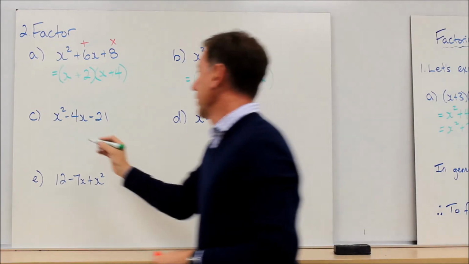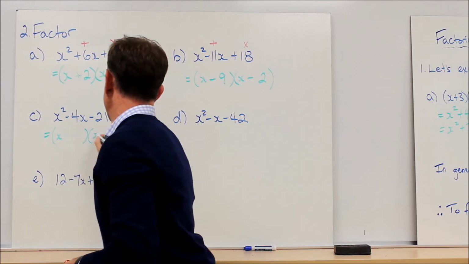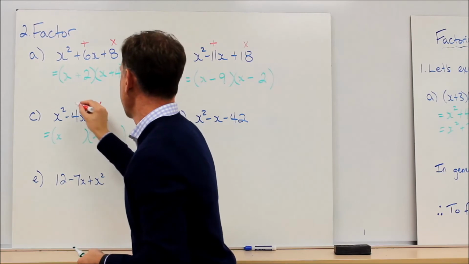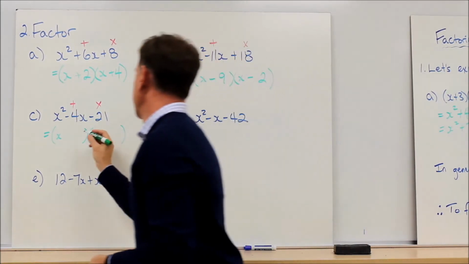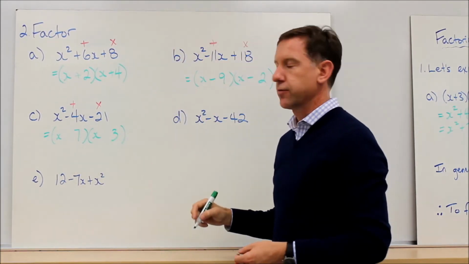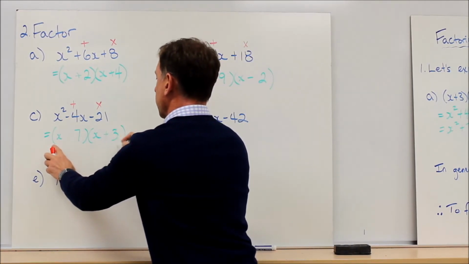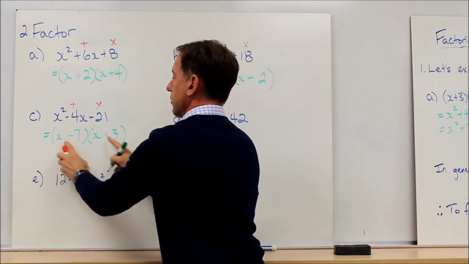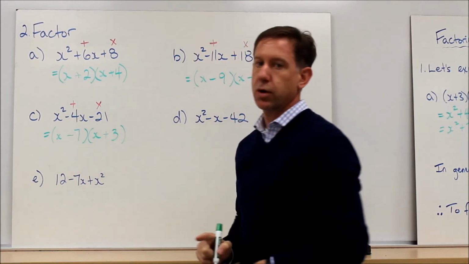For C, same thing. Write some brackets here with some x's at the beginning. We need to think of numbers that multiply to negative 21 that add up to negative 4. And with a little bit of thinking, hopefully you can come up with 7 and 3, or 3 and 7 in the reverse order, that's fine. Put in the proper signs though. I need positive 3x on the outside and negative 7x on the inside. So 3x subtract 7x is negative 4x, and negative 7 times positive 3 is negative 21.